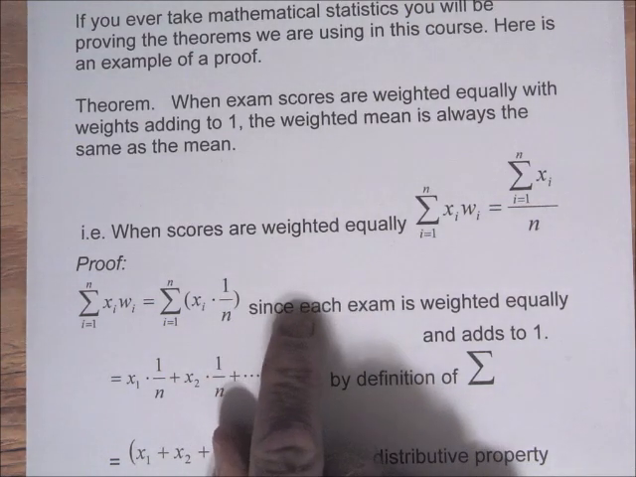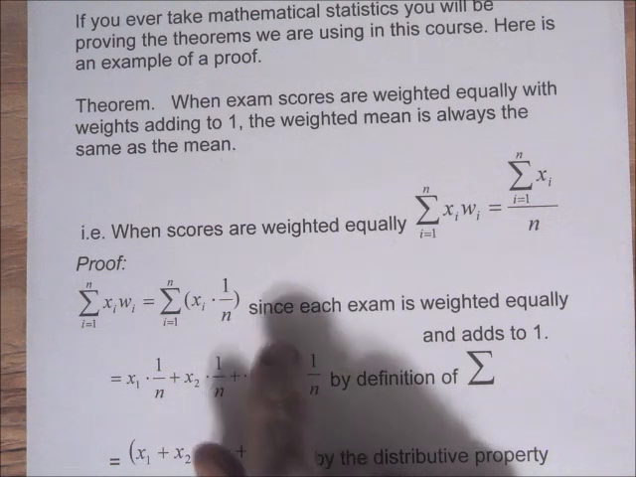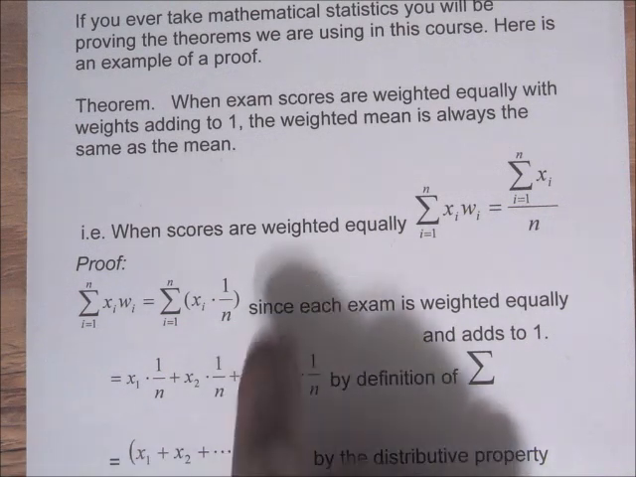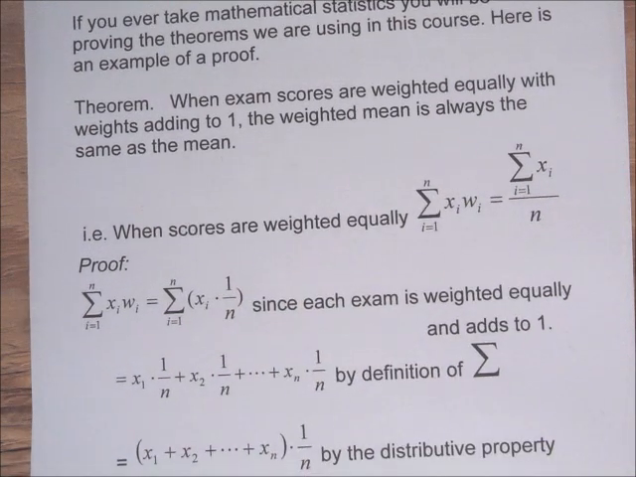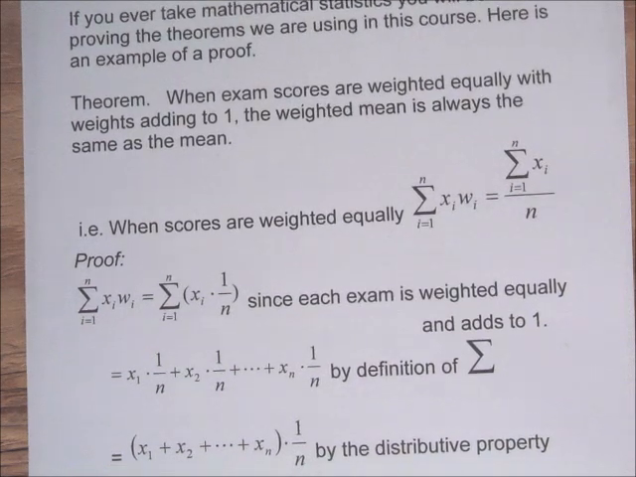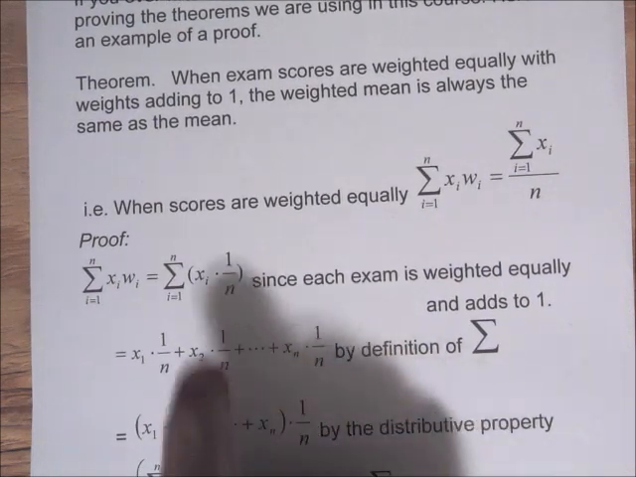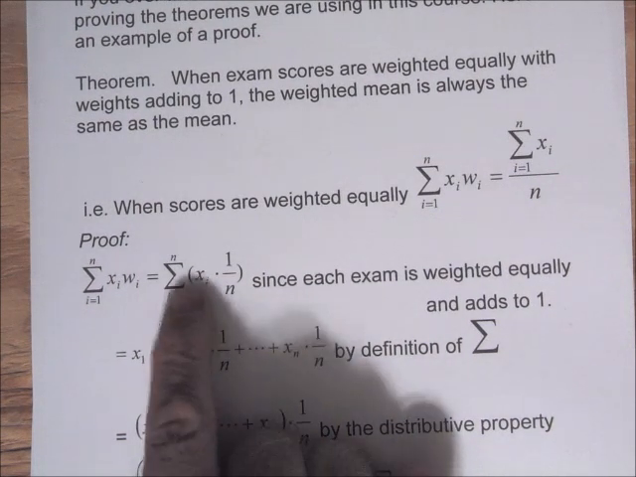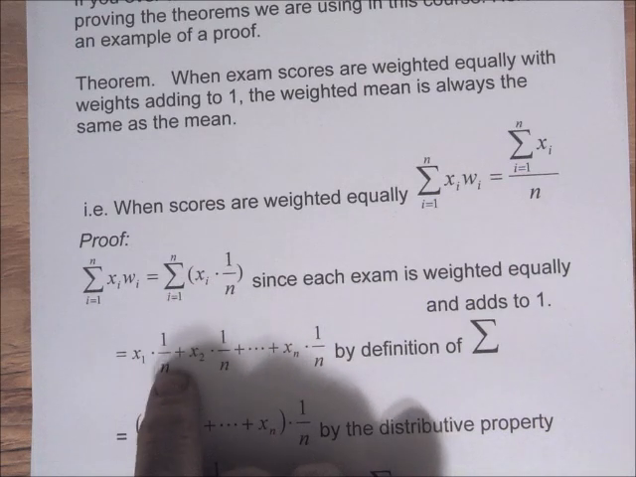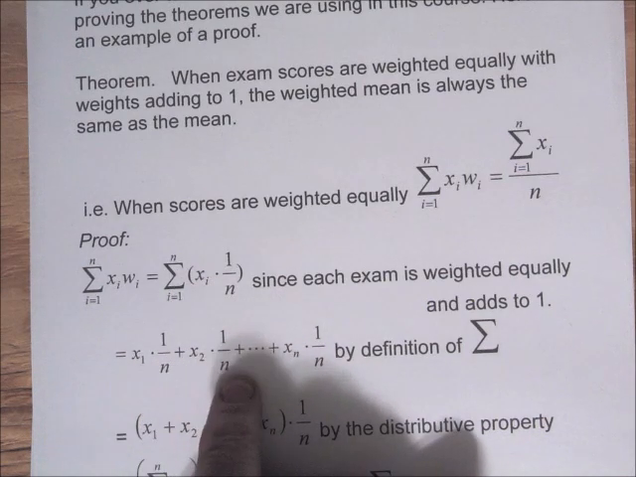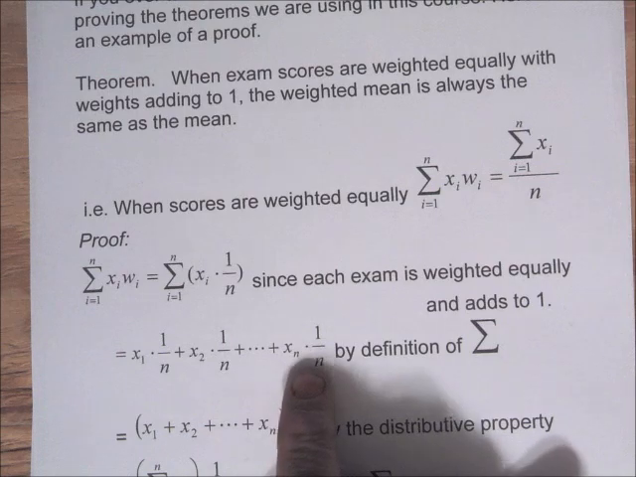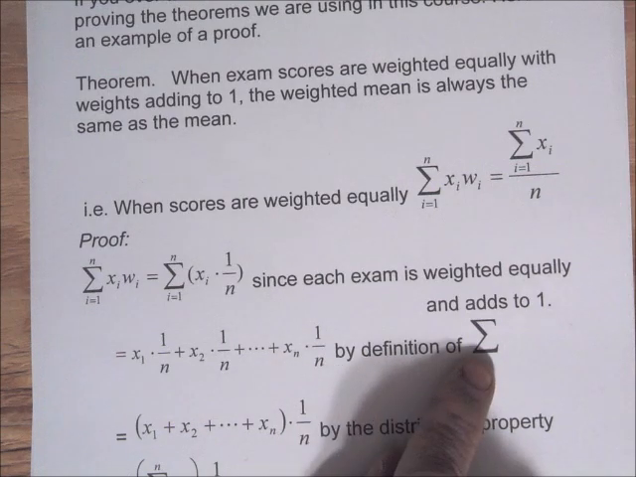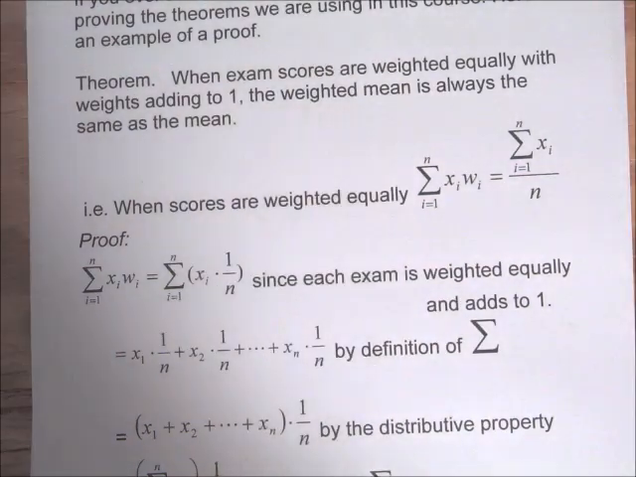In this case, we're weighting exam scores equally. There's n of them, so each weight is going to be 1 over n. Then we can use the definition of sum. What does sum mean? It means the first exam times its weight, plus the second exam times its weight, plus etc., plus the last exam times its weight. That's by definition of sum. The 3 dots mean etc.